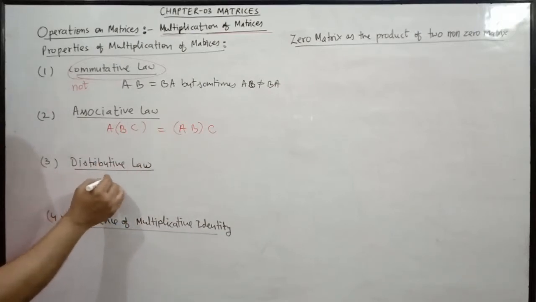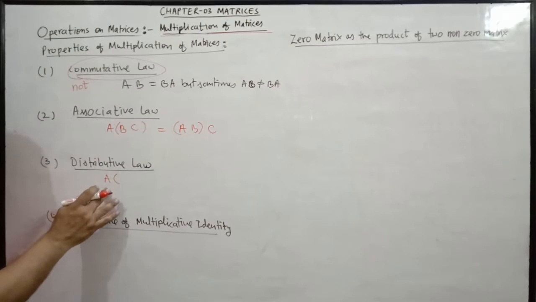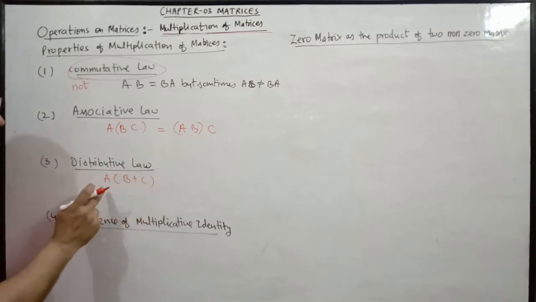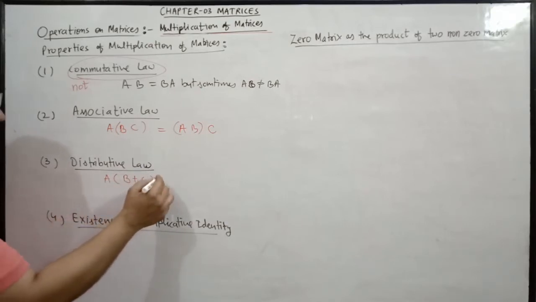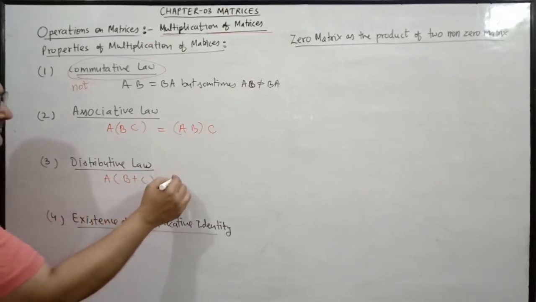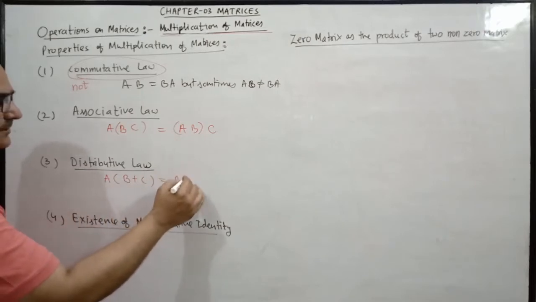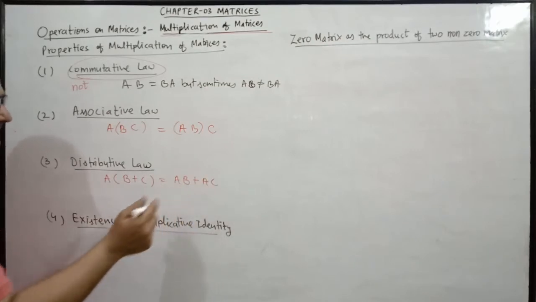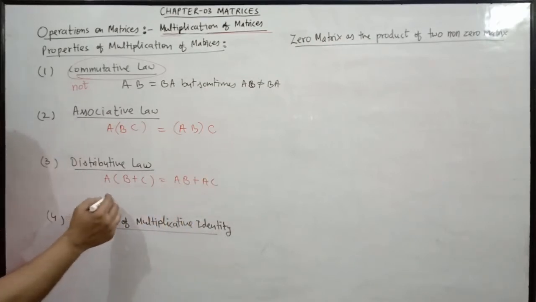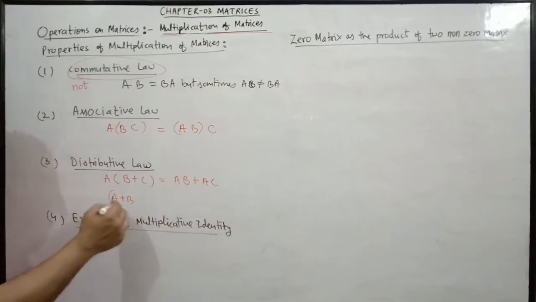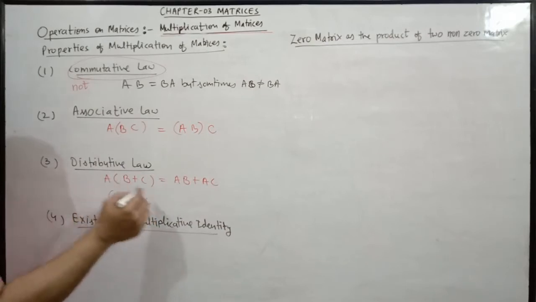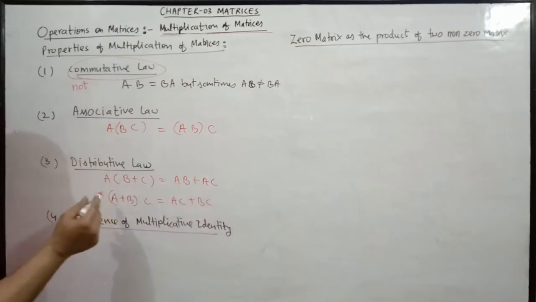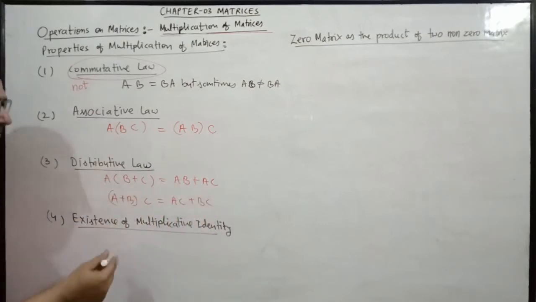The next we have is the distributive law. Again we have three matrices such that their matrix multiplication is defined. Then matrix A multiplied by the sum of two matrices B plus C, this matrix A can be distributed over B and C. So we can write this as AB plus AC. I hope that this is clear to you. Or A plus B multiplied by C, we can write as AC plus BC. So this distribution can be from left or right, there is no problem.